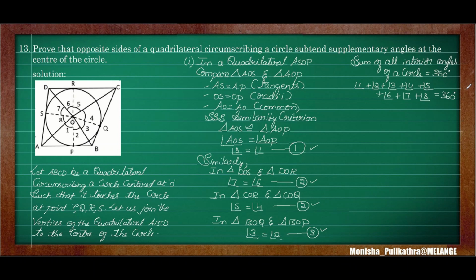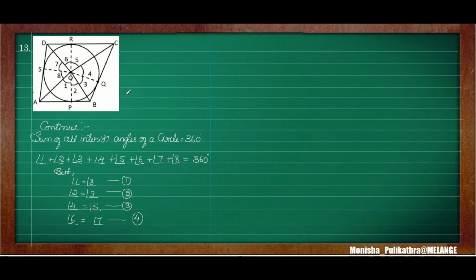I will do it in the next slide, so that it is clear for you. So this is the continuation. That is, the sum of all interior angles of a circle is equal to 360 degrees. Here all the interior angles are from angle 1 to angle 8. So if we add all the angles, it should be equal to 360 degrees.